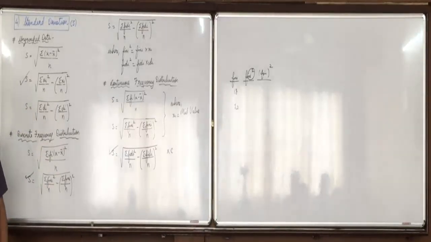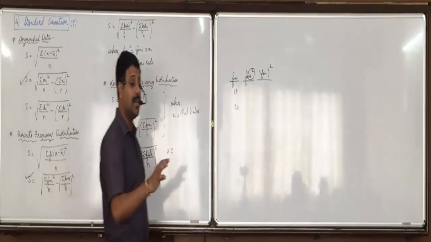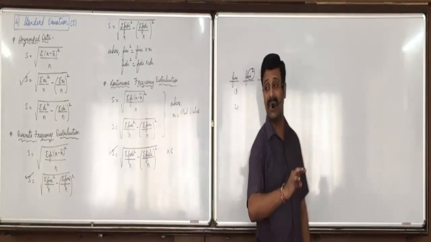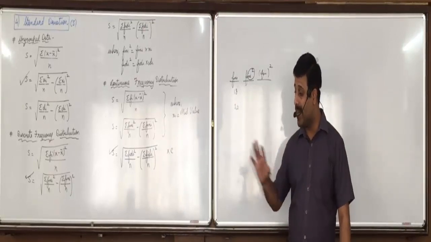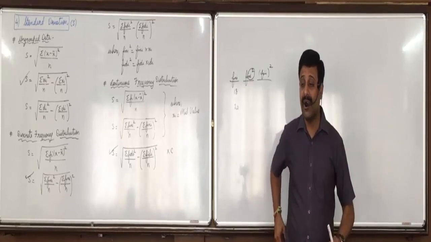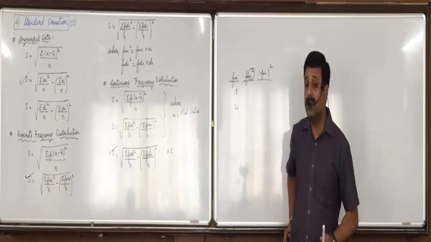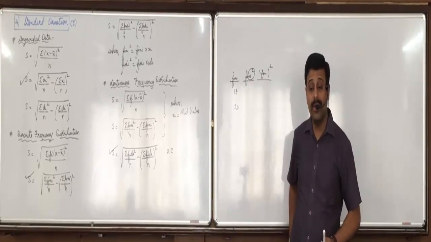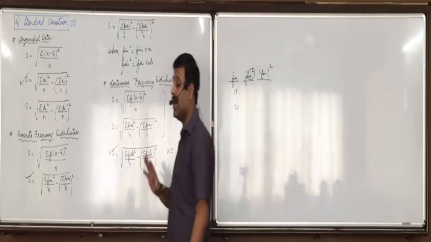At the end of the last chapter's lecture, I made you write one property of mean. Mean is affected by change of origin and scale. Means mean is affected by plus, minus, into, divide. But here it's not like that. All the measures of dispersion are affected only by scale, means multiplication and division. They are not affected by plus and minus.